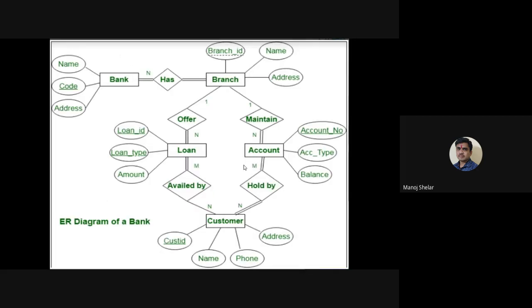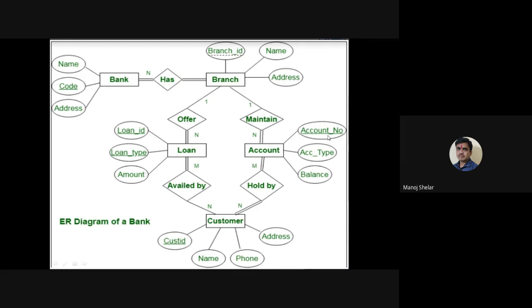One simple example is the banking system. Bank, branch, loan, account and customer are entities. Customer ID is a key attribute, the primary key, and customer is a strong entity. Bank is also a strong entity, and bank code is its key attribute. Name, code and address are attributes of bank. Has is a relationship, loan is an entity, offer, maintain, hold by and availed by are relationships. That was a simple example.